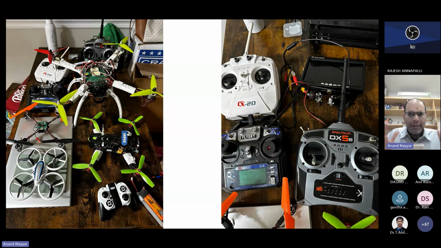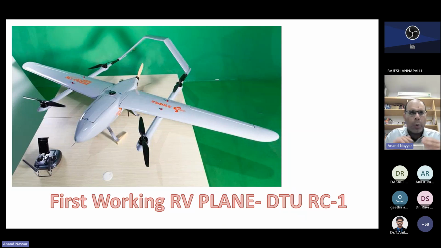So you can see that we have state-of-the-art controllers that are actually very expensive, and we also have a state-of-the-art flight simulation lab, which we are setting up for February 2025, in which students can even learn how to practically fly an aircraft. So in front of you, you can see the CX-20 and FlySky, the state-of-the-art controllers. So this is the first working prototype of an RC plane that is called the DTU RV1.